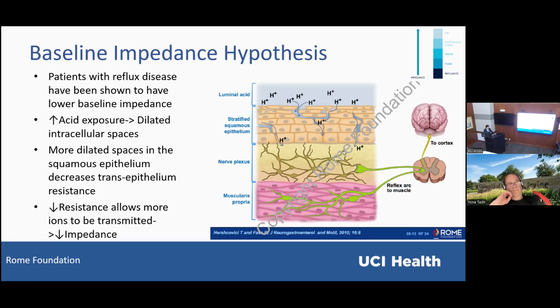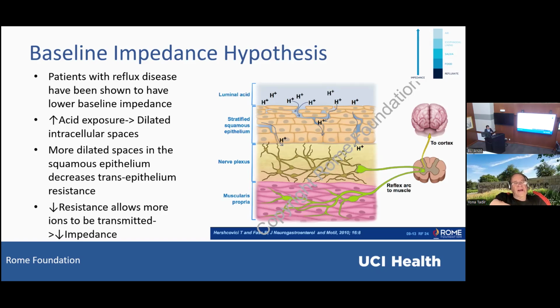So we've studied people in their baseline impedance without swallowing or having reflux, and their baseline impedance is lower than someone who does not have reflux, suggesting that there may be acid exposure causing these breaks in the esophageal mucosa that may lead to these lower impedance values at baseline.